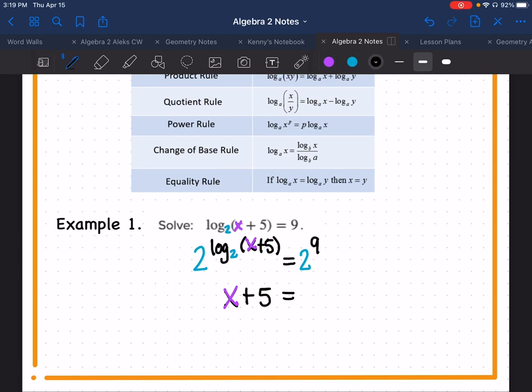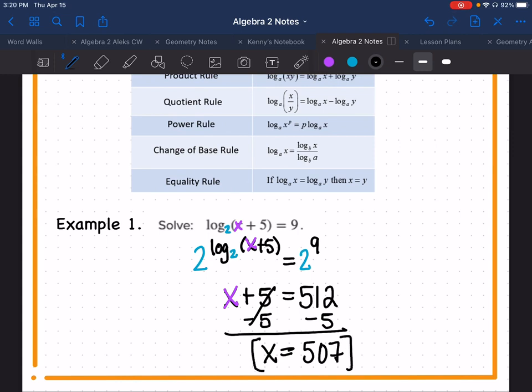2 to the 9th power is 512. So 2 times 2 times 2 times 2 times 2 times 2 times 2 times 2 times 2, that's 2 to the 9th power. And then I just simply have to finish solving this equation by subtracting 5 from both sides. And I get 507. That was it. Let's take a look at another problem, because of course they're not going to stay this simple.